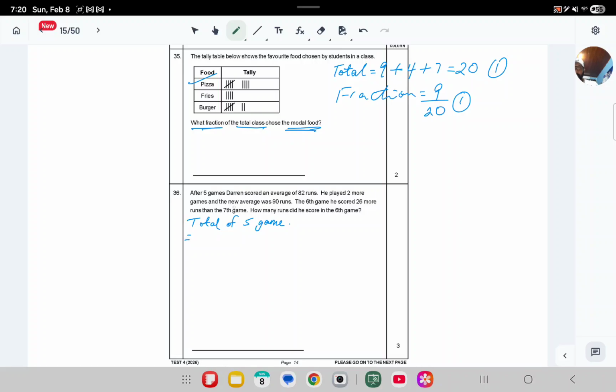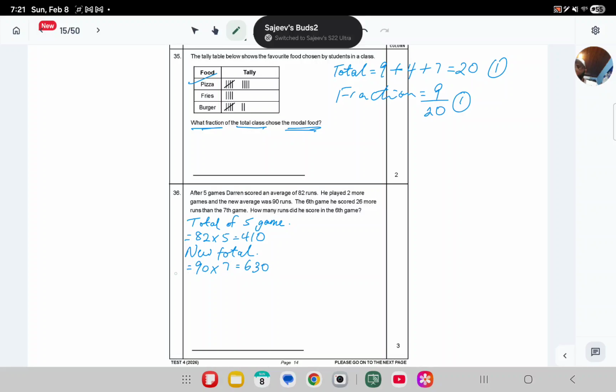And to calculate the total here, we know the average and the number of games. So that would be the average multiplied by the number of numbers, which is 82 by 5, which is 410 runs. Alright, so he scored 410 runs after the first 5 games. Then the new total would be the new average, which is 90, multiplied by the number of games now, which would be 5 add 2 is 7, and that will give us 630 runs.